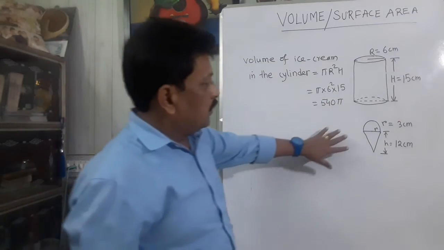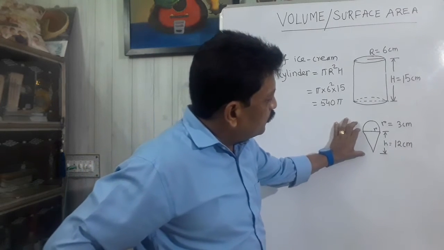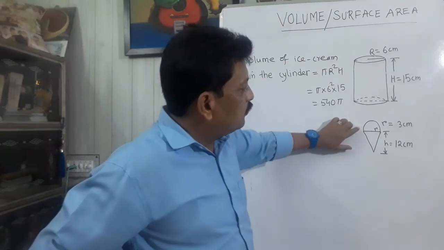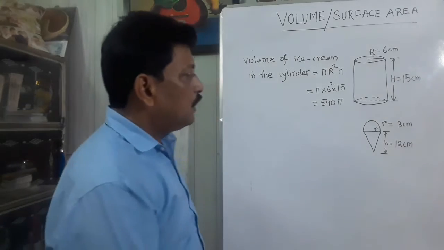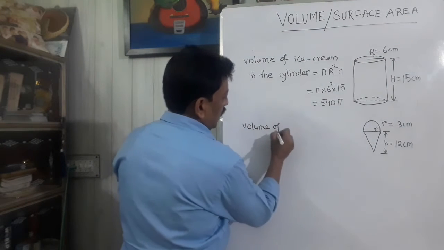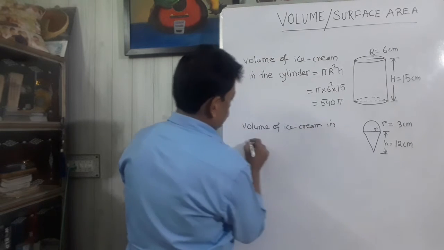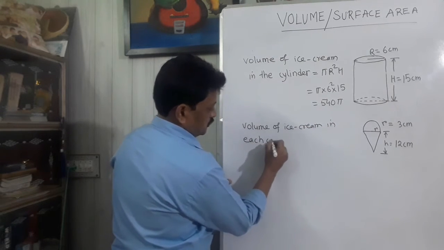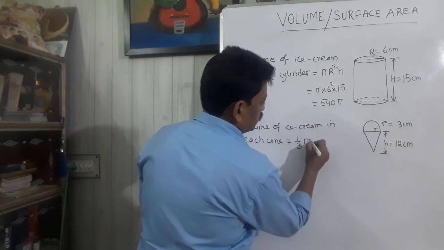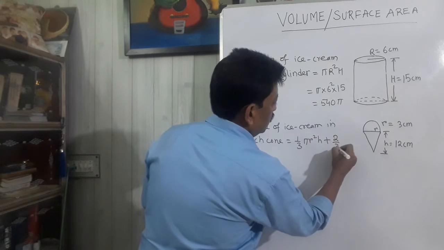Now the shape of ice cream in the cone, as you can see from the figure, is that the lower portion is the conical part and the upper portion is the hemispherical part. So we have to find the volume of both the hemispherical part as well as the conical part. So volume of ice cream in each cone equals volume of cone, 1 by 3 pi r square h, and volume of hemisphere, 2 by 3 pi r cube.